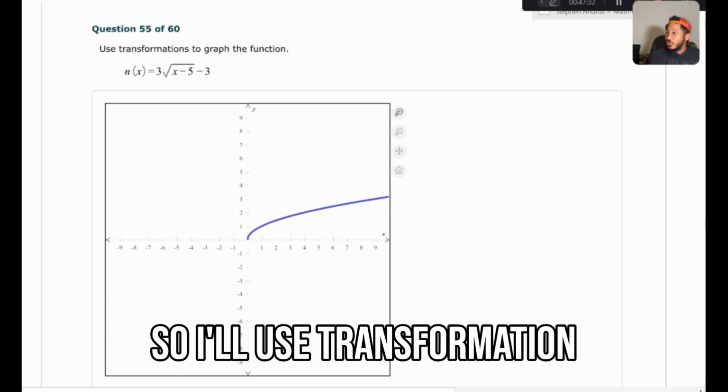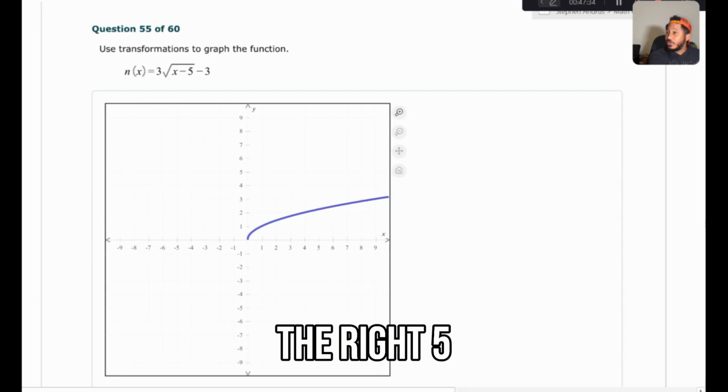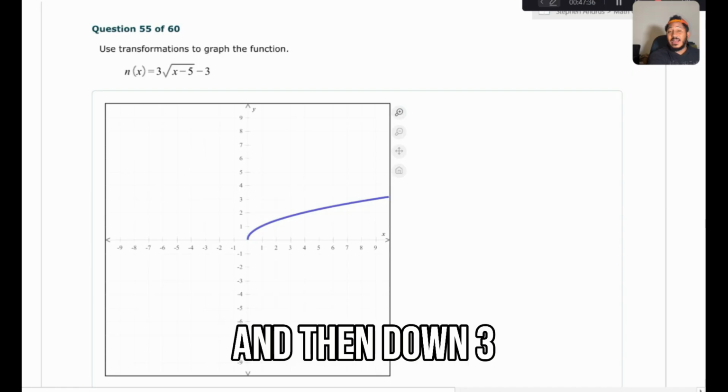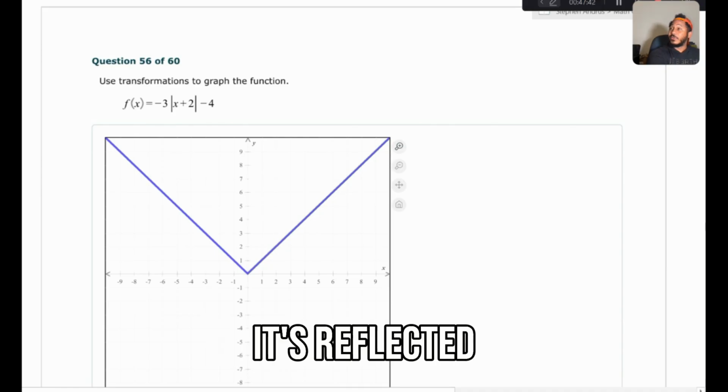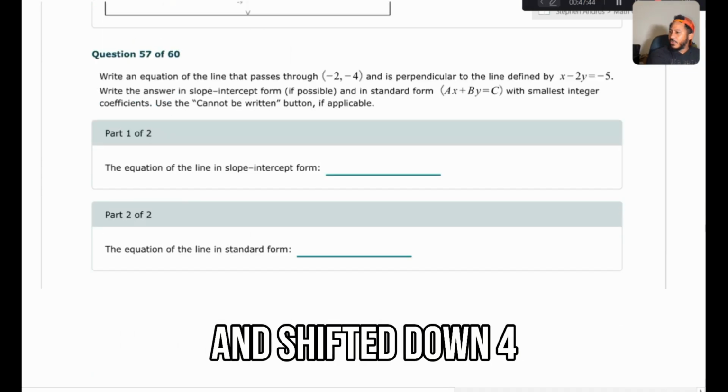Use transformations to graph this function. This one shifts to the right 5, it's stretched, and then down 3. To save us time, I'll let y'all do that. This one here is shifted to the left 2, it's reflected, and shifted down 4. What else? We're almost done.